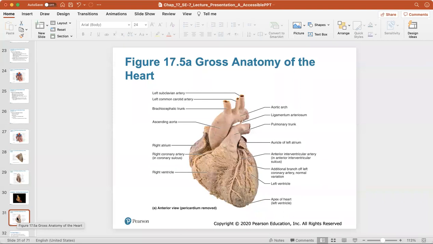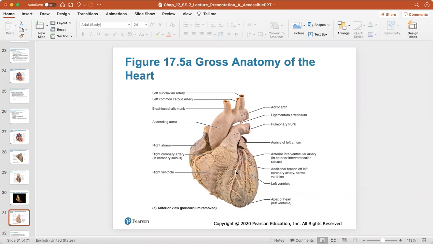Another gross anatomy, a cadaver heart. Some of the surface structures, you can see the anterior interventricular artery. So again, these major arteries, the right coronary artery, these supply blood to the heart itself because your heart needs oxygen to contract and move as well.